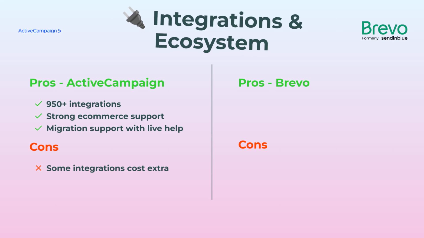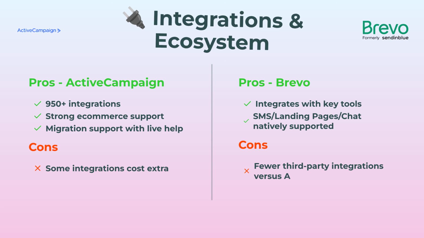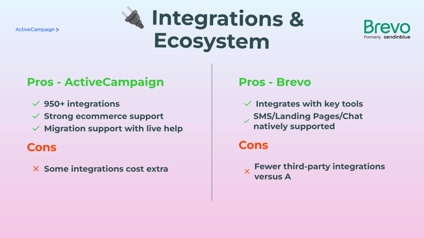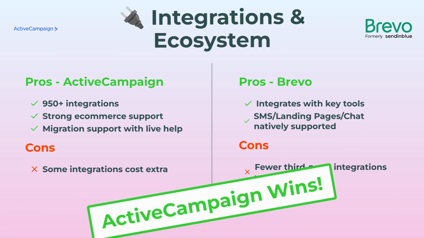Brevo, meanwhile, keeps essentials on board. It integrates with the usual suspects, supports SMS, landing pages, and chat natively, which is nice if you want everything in one spot. But overall, fewer third-party integrations compared to ActiveCampaign. So for those who want to hook up lots of different tools, ActiveCampaign is the clear choice here.